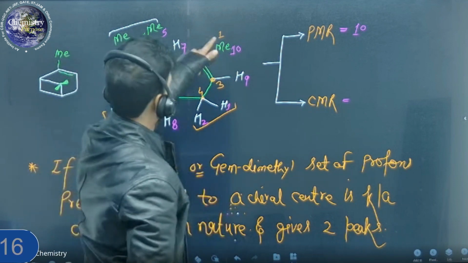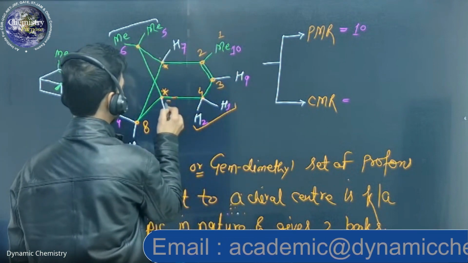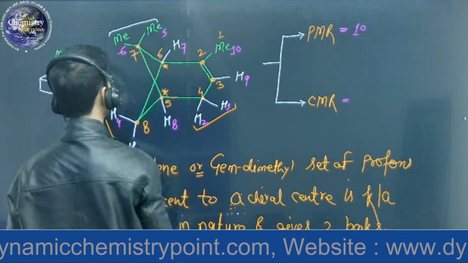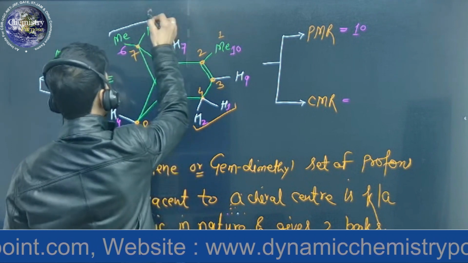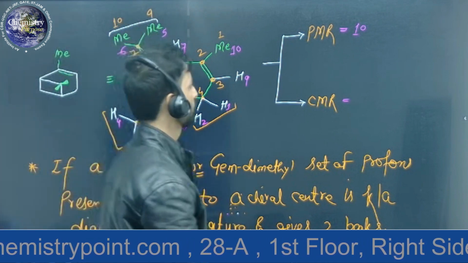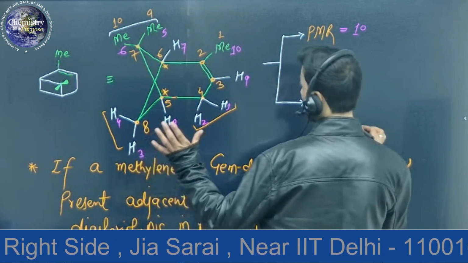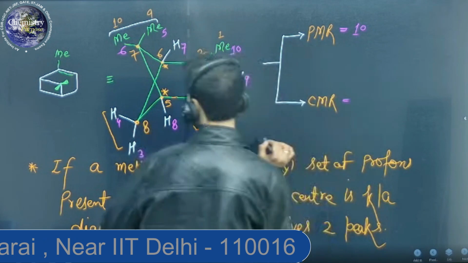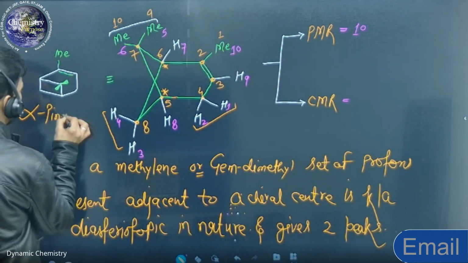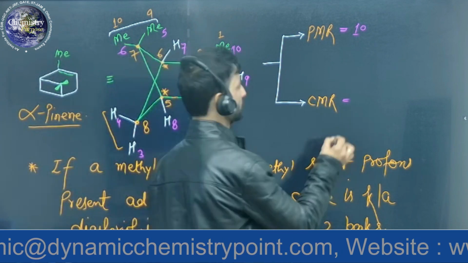Yes, please: 1, 2, 3, 4. Here is 5. Here is 6. This one is 7. This one is 8. This one is 9. And this one is 10. Am I correct? So whenever we talk about the number of signals, whether PMR or CMR, in case of alpha pinene, the ultimate answer is 10.